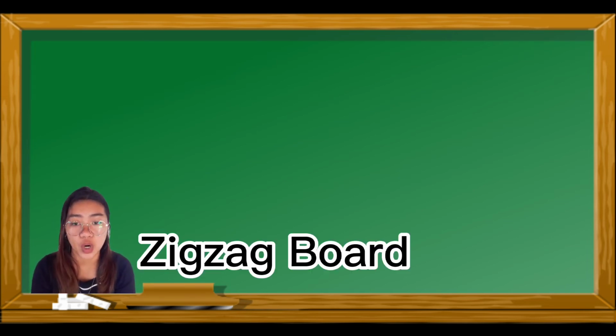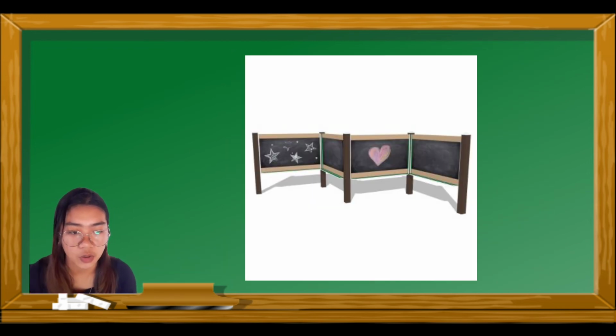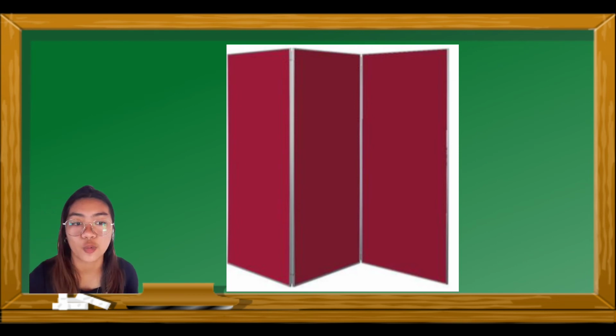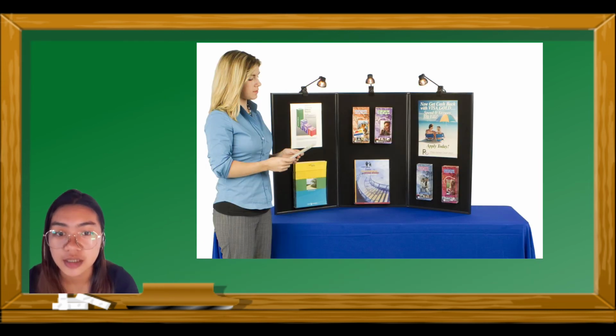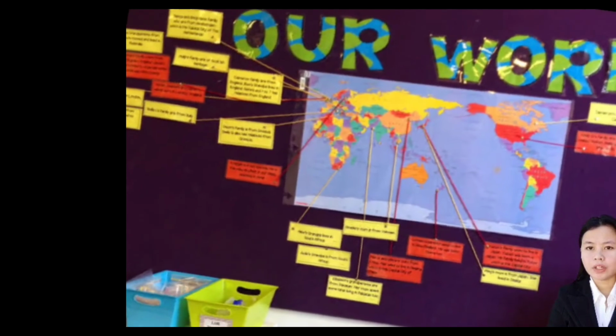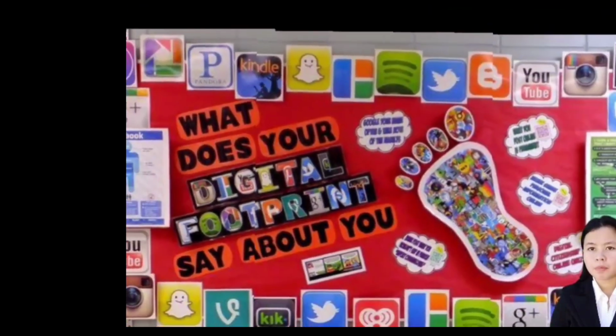A zigzag board is a multi-board series of 3 or 4 rectangular boards. They are joined together along the side by hinges so that they can be easily folded. The size of the boards of the zigzag multi-board depends on what you want to use them for. Wall display. Displaying items on a classroom wall is a well-known, tried and tested educational method. A wall display is a collection of many different types of items and materials put up on a wall to make an interesting and informative display.